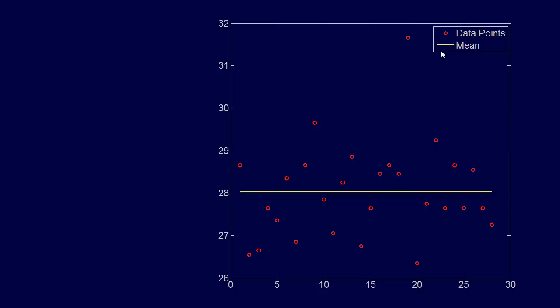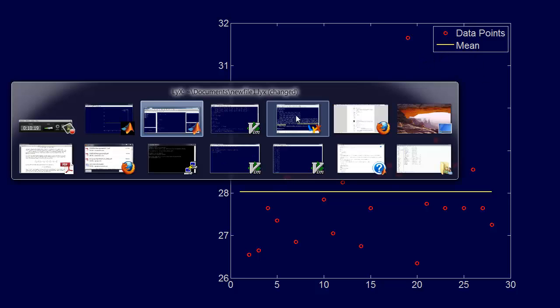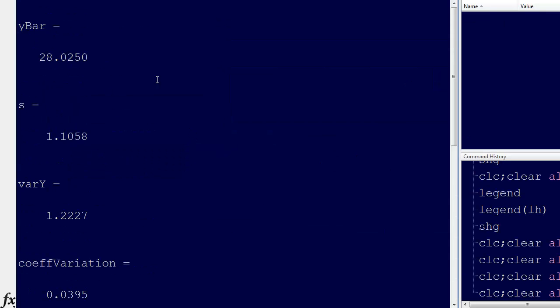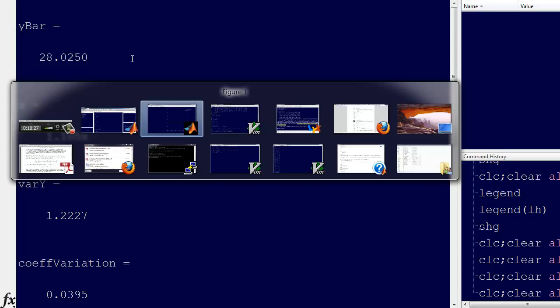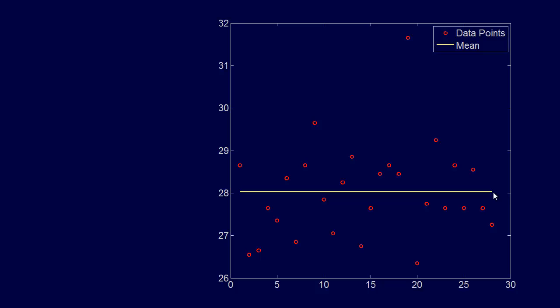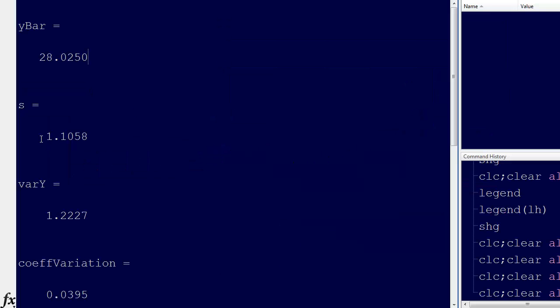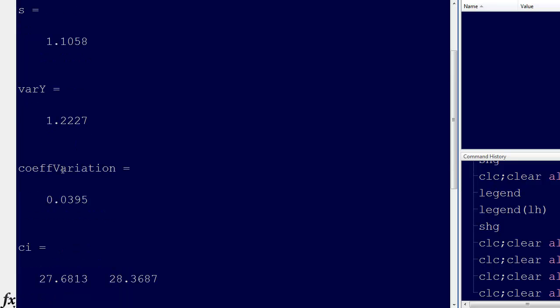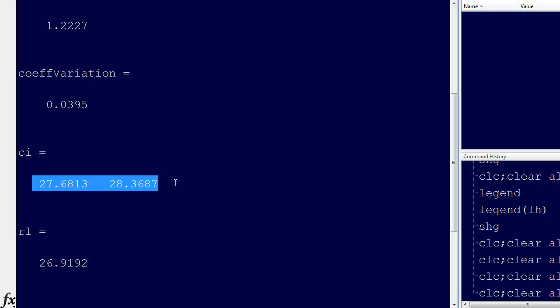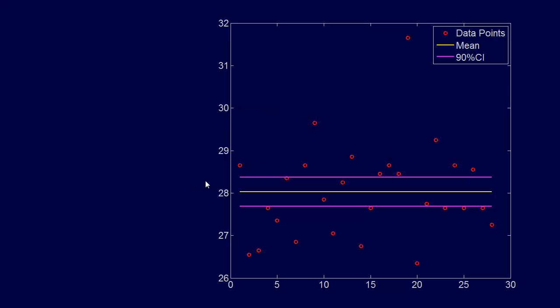Okay, and then the mean. So I computed the mean. We can flip over here to MATLAB and see what the mean was, because it just ran all that and output it. The mean was 28.025. And if we look here, 28.025, that's the mean that we plotted out there. The next thing is the 90% confidence interval for the mean. That was our confidence interval right here, 27.68 and 28.36. And so plotting that out, that's our confidence interval for the mean.